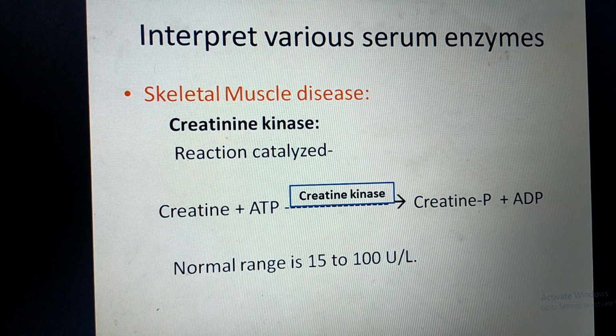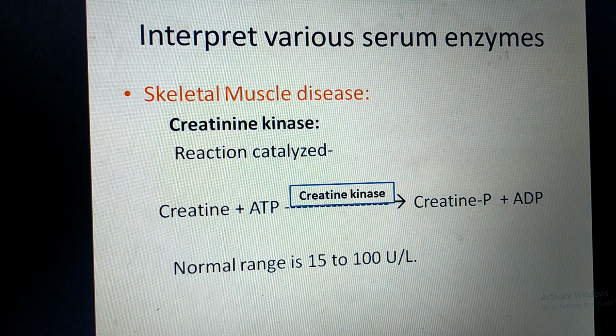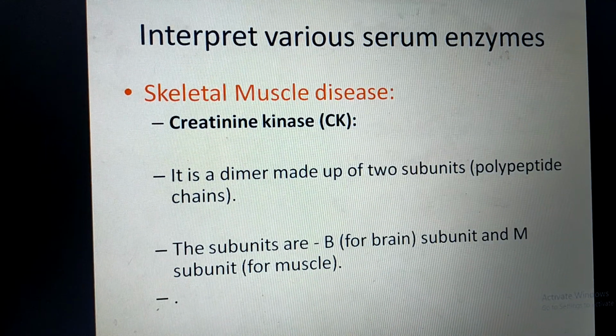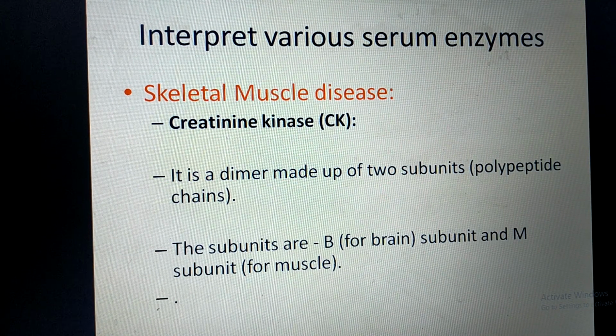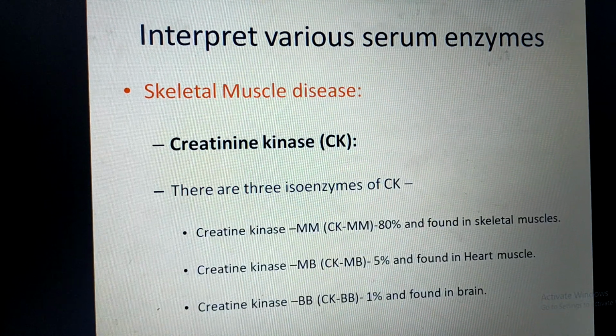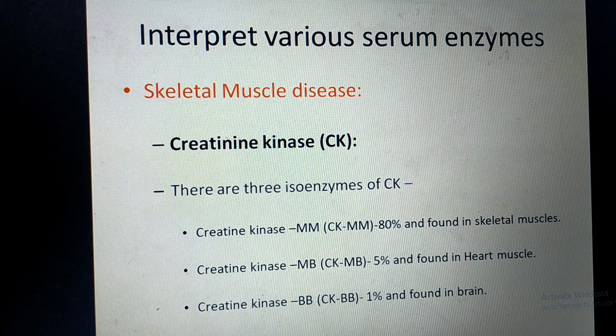First about creatine kinase. It catalyzes the conversion of creatine to creatine phosphate by removing inorganic phosphate from ATP. The normal range of creatine kinase is 15 to 100 unit per liter. Creatine kinase is a dimer made up of 2 subunits or polypeptide chains. These subunits are B, which stands for brain, and M subunit, which stands for muscles. Creatine kinase has 3 isoenzymes.